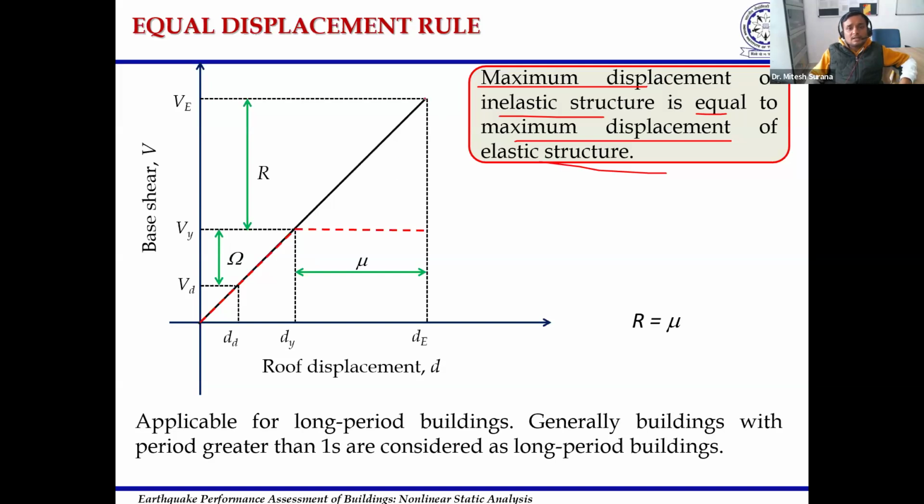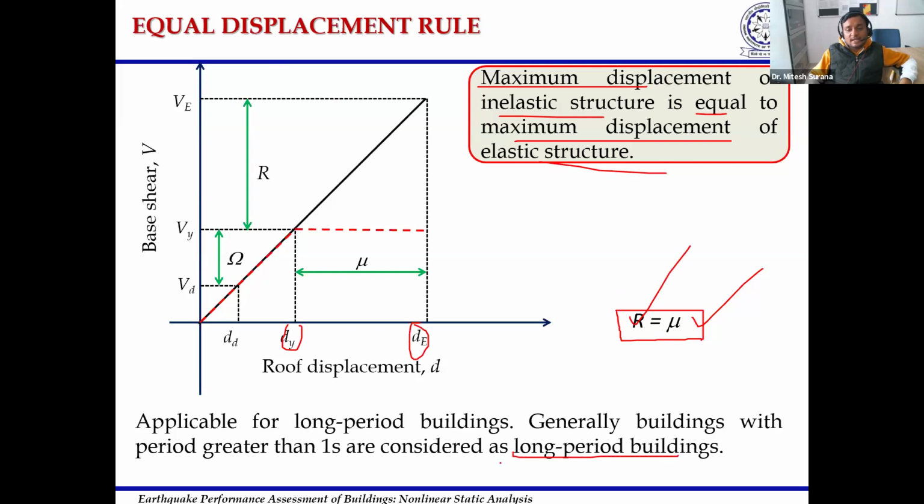So according to this principle, if we apply certain geometry, then we can estimate and determine that the response reduction factor that I can use for a structure is nothing but equal to the amount of ductility that is available in that particular structure. That means the response reduction factor is equal to the ductility ratio, defined as the ultimate displacement to the yield displacement of a given structure. The ratio of these two parameters represents the ductility capacity of the structure. So the maximum response reduction factor I can use for a structure is equal to the available ductility in the structure. And this principle is applicable for long period buildings.